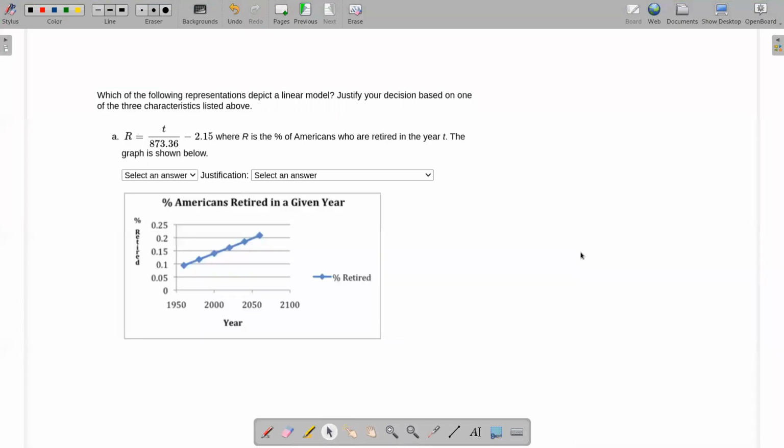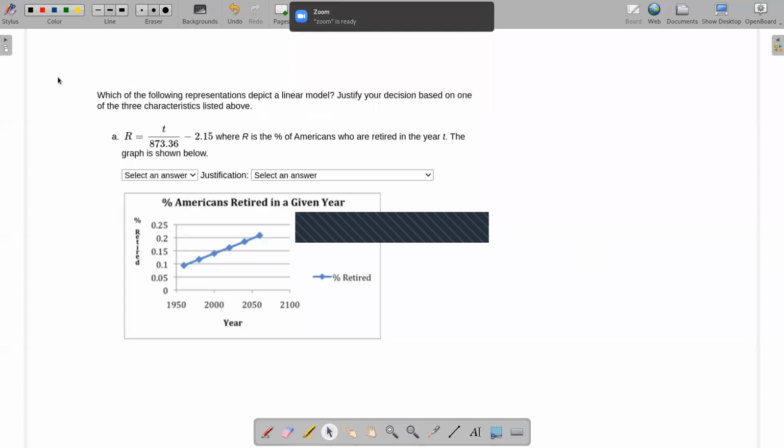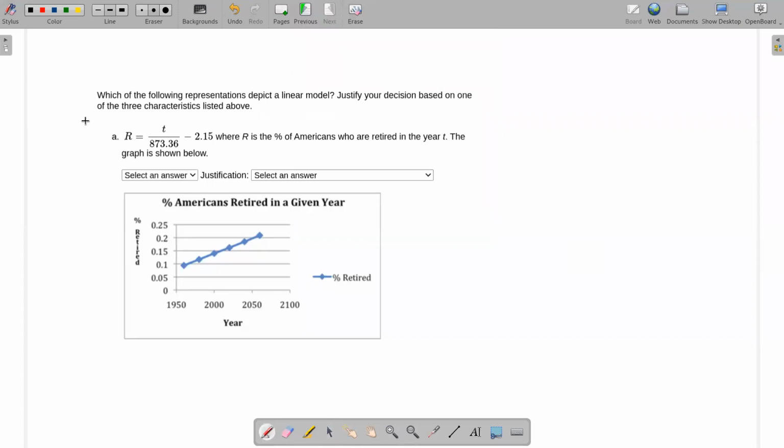So here we have homework number one from 3.4. Now, this one looks a little bit different. Notice there's something under the variable there. So I'm just going to make a note. Dividing by a number is the same as multiplying by the reciprocal. So what that would mean here is I could write that as R equals 1 over 873.36 times the t, and then minus the 2.15. And I do that because I just want to identify that this fraction is the slope.